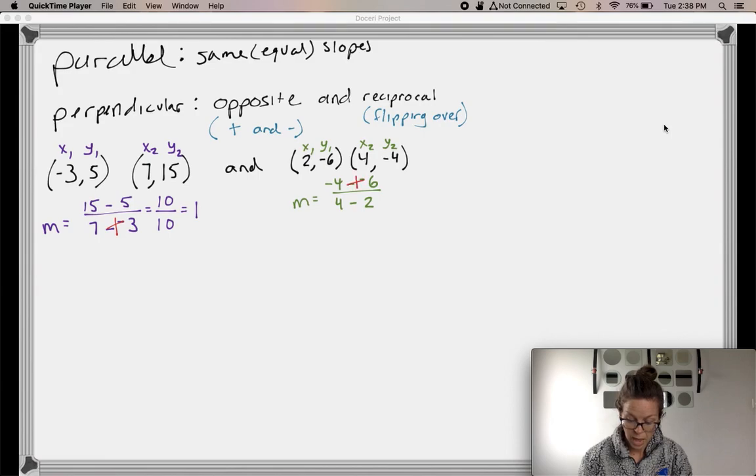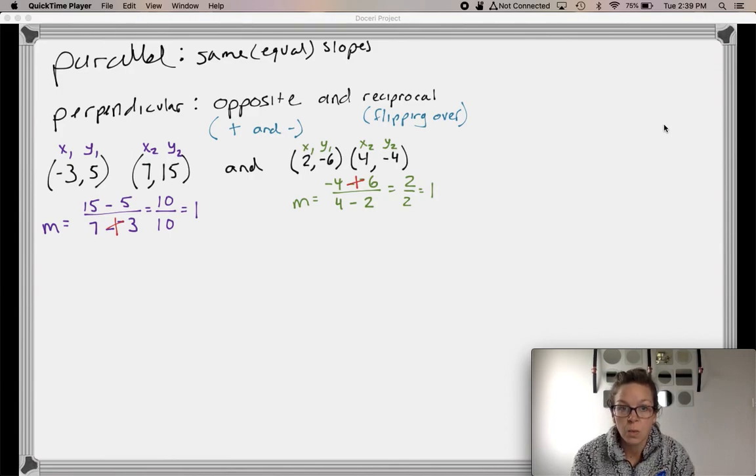Double negative on top, we're really adding then. Negative 4 plus 6 makes positive 2 over positive 2, which is 1. Now we can compare those slopes and say, are these two lines going to be parallel, perpendicular, or neither?